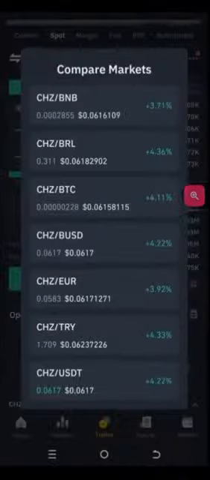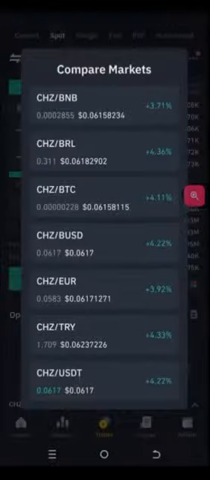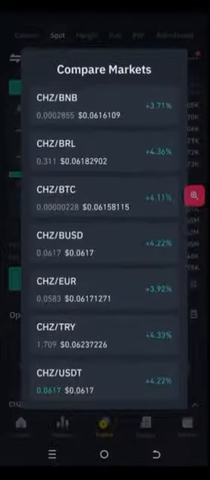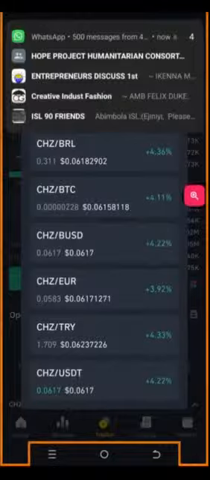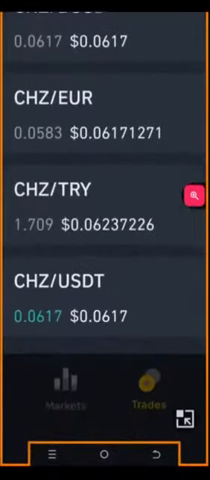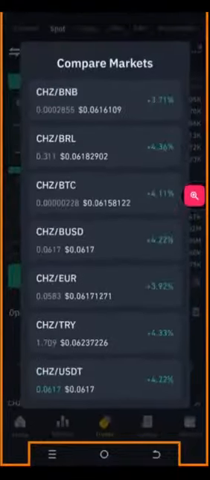Looking at this, which one is the cheapest price? You have to look at what is the cheapest price. We can see that it looks like BTC 0615. We have 0618 as BRL. We have 0616 as BNB. Then where's the USDT? USDT is 0617. Let me show you that. 0617. Let's look at that. 0617. So which one would I go for?